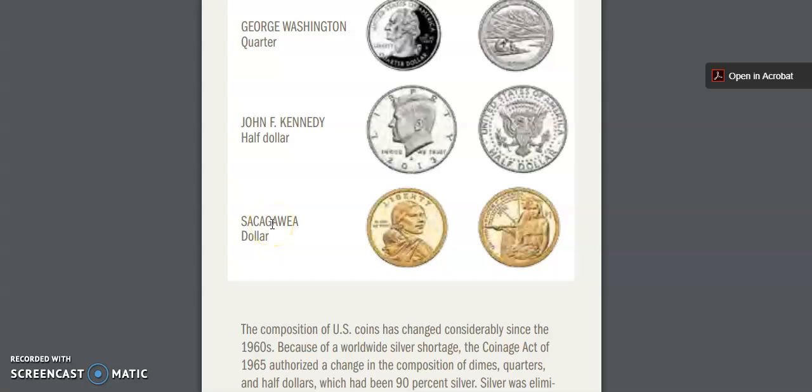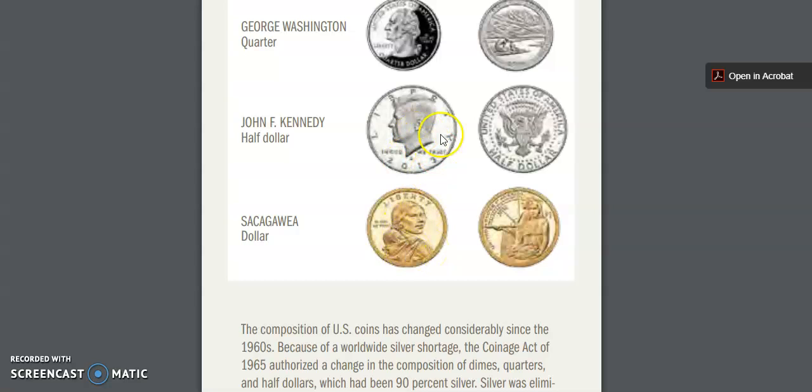And we have Sacagawea on here. She helped two explorers called Lewis and Clark. She helped them along the journey, as an interpreter and helped them with camping and things like that, very important things. So that's why she is on the coin. No, she was not a president.